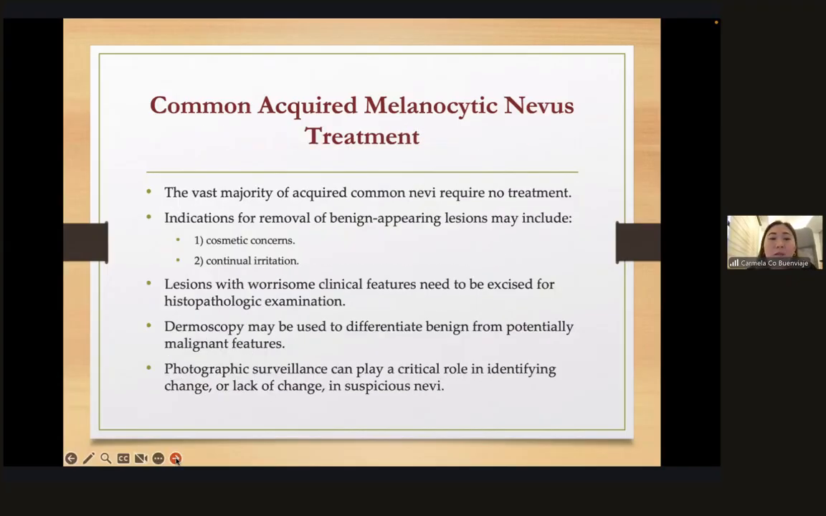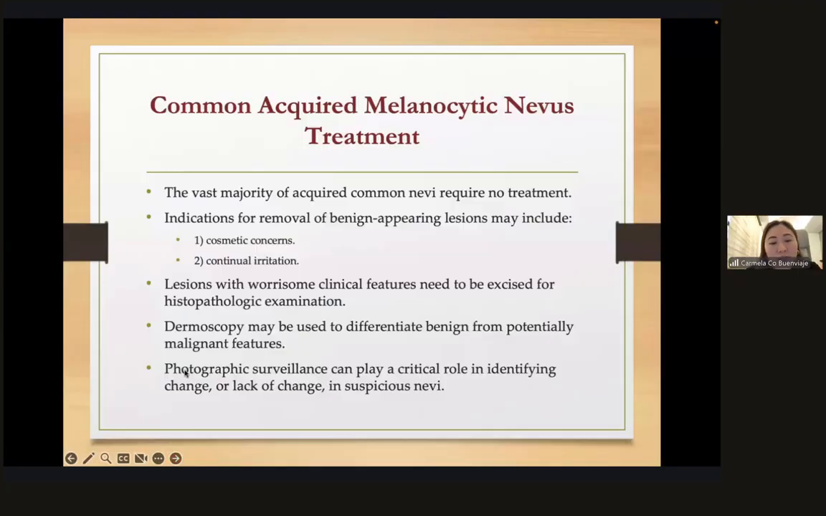For the treatment, the vast majority of acquired common nevi require no treatment. The indications for removal of benign appearing lesions may include either cosmetic concerns or continual irritation. Lesions with worrisome clinical features need to be excised, of course, for histopathology examination. Dermoscopy may be used to differentiate benign from potentially malignant features. A dermatoscope is a device that can greatly magnify the appearance of a lesion.